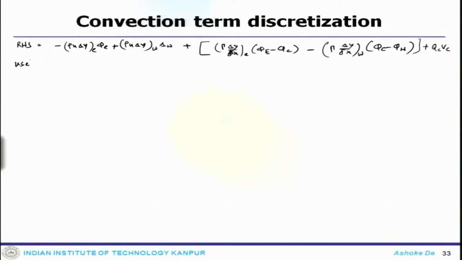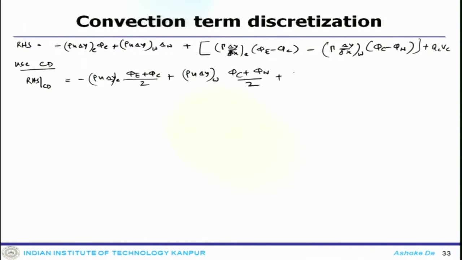Now, one can use the CD scheme, then the right hand side for the CD scheme will become rho u del y e phi e plus phi c by 2 plus rho u del y w phi c plus phi w by 2, plus gamma del y by del x e phi e minus phi c, minus gamma del y by del x w phi c minus phi w, plus q c v c.